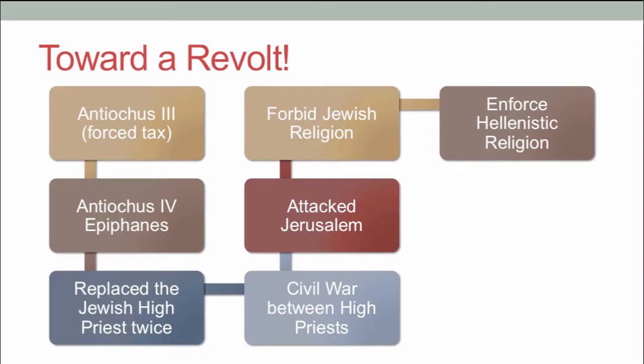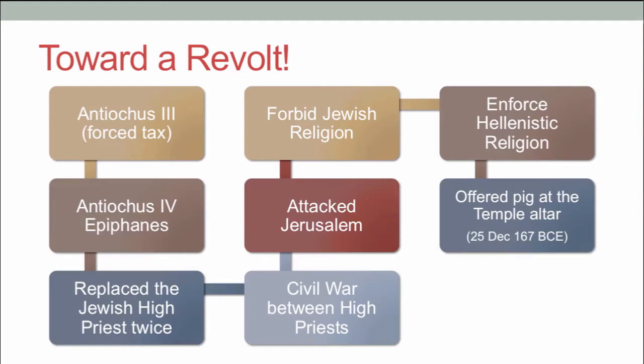The most offensive of all is this. On 25th December 167 BCE, Antiochus IV offered a pig at the temple altar to the god Zeus. The Jewish people consider this the abomination of desolation, recalling Daniel chapter 11 verse 31 and chapter 12 verse 11. This is the worst sacrilege ever, and it became such a painful memory in the mind of the Jews. And so the Jewish people cannot take this anymore.